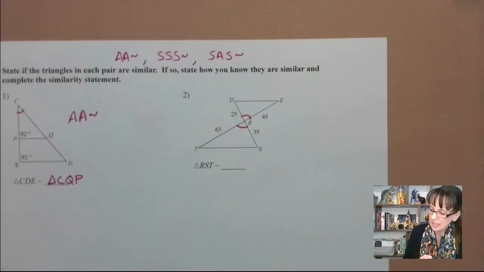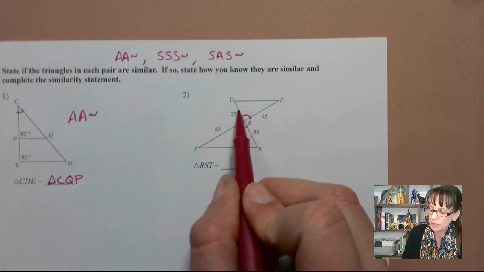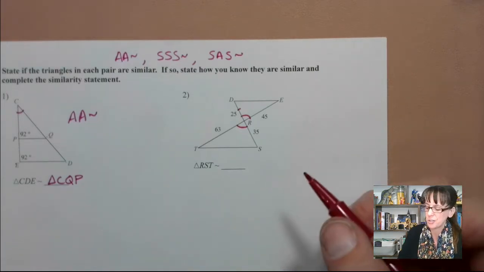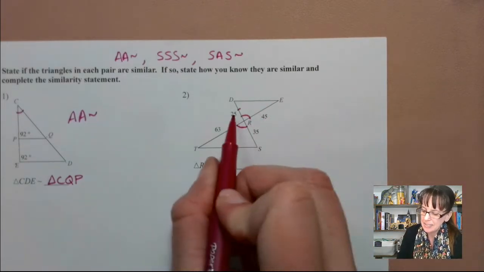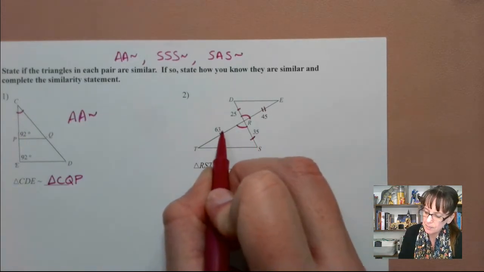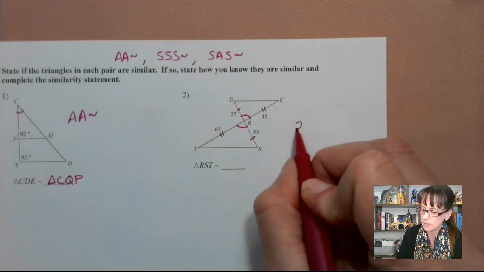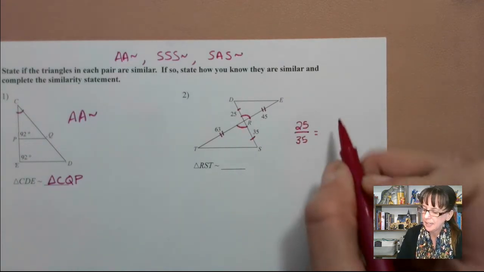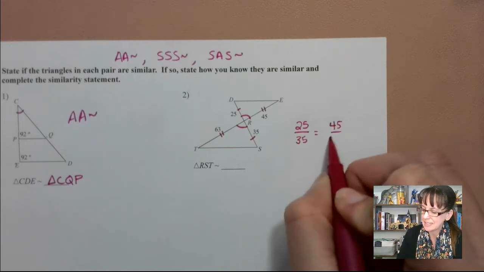Okay, so let's see if we can compare these. Now, again, I like to mark it using not, I know that we reserve this for congruent, but I'm just marking it to show that they match up. This is my small, this is my medium, and then this is my small, and this is my medium. So when I go to compare these, now I can do it accurately. 25 matches up with 35 here, corresponds. And then we've got 45 and 63.